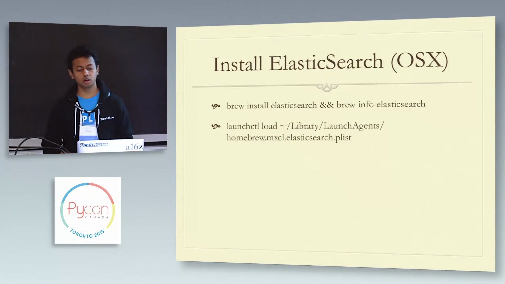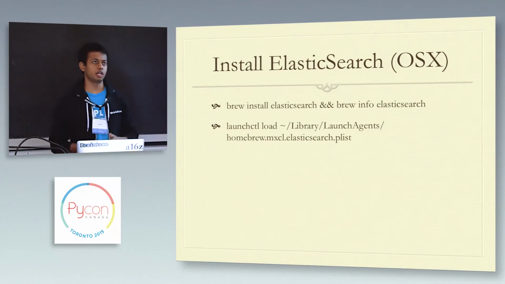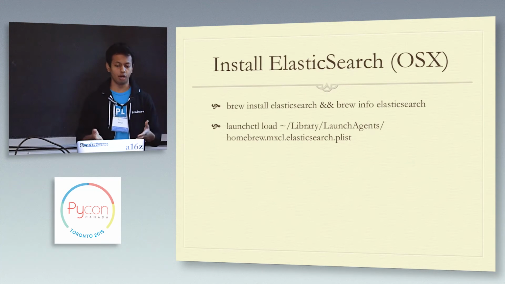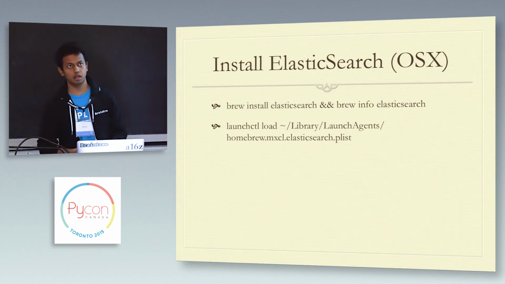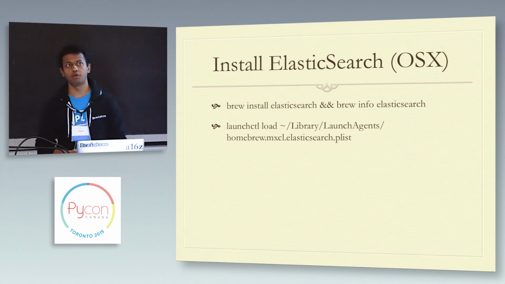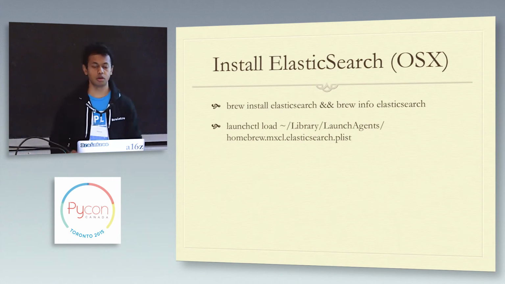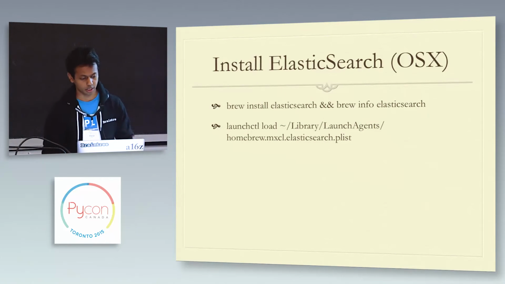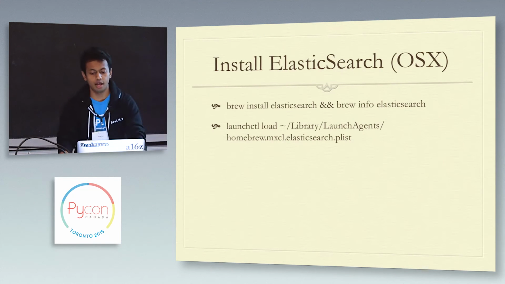So how to install Elasticsearch? These examples are only focused on OS X, since I'm a Mac user, but the tools themselves work very well on Linux or Windows or what have you. So that's how you go ahead and install Elasticsearch. Once you have Elasticsearch installed, you want to configure the index and the mapping.